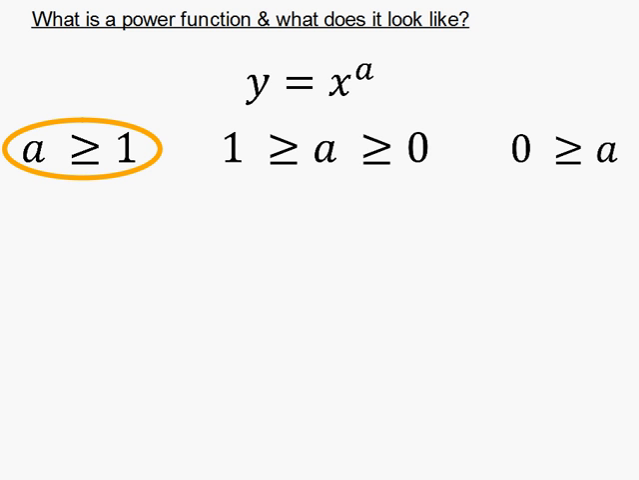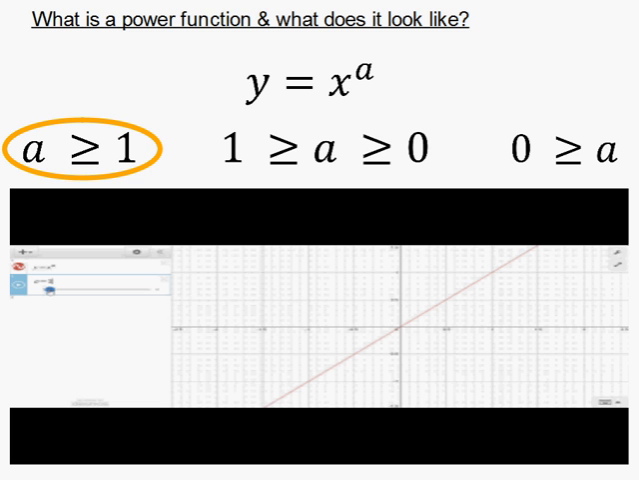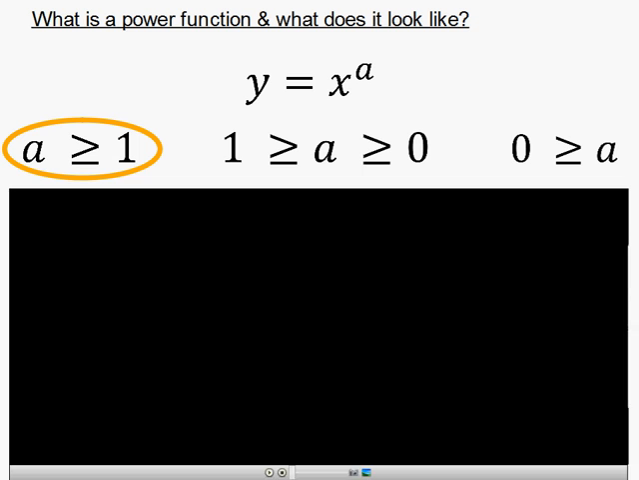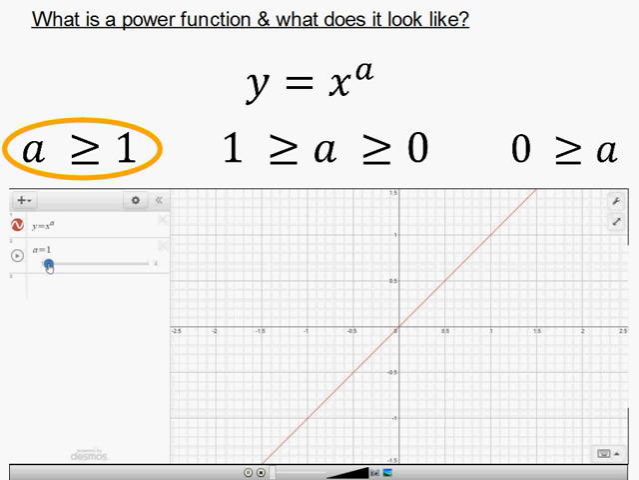What I can do is show you them one at a time. So when a is bigger than 1, this is a graphing program online, desmos.com, an awesome program, I recommend it, where I have a as a slider. I'm going to slowly increase it, and you'll be able to see what it looks like as I play this video. So you can see over here the slider is increasing. It started at 1.